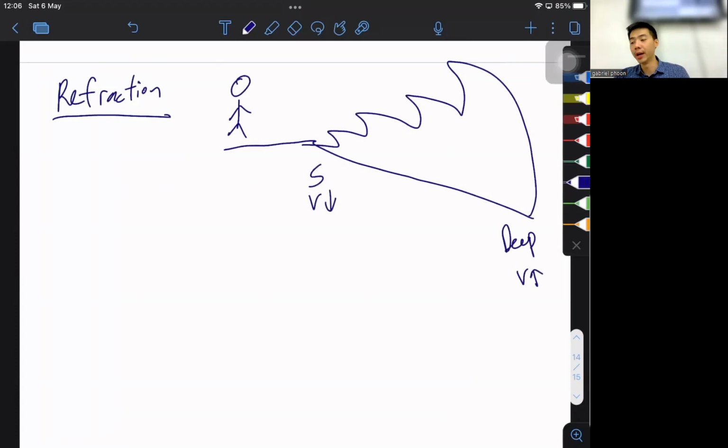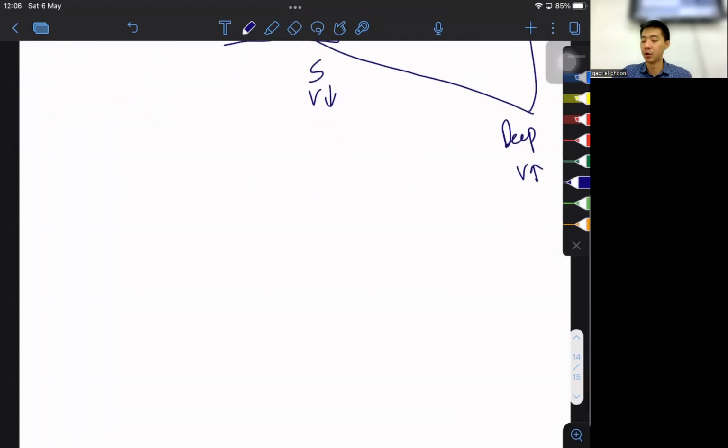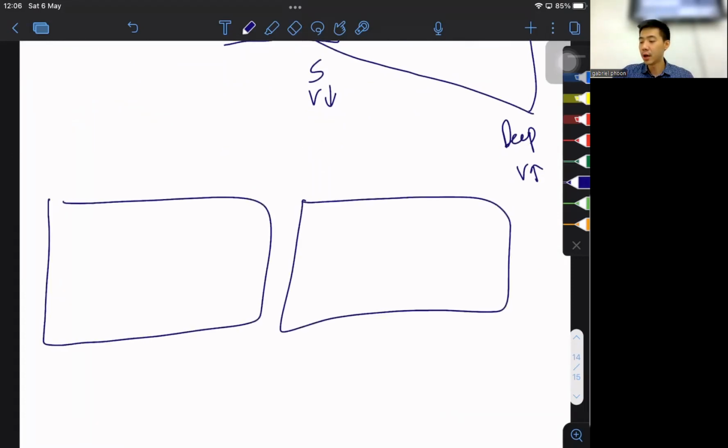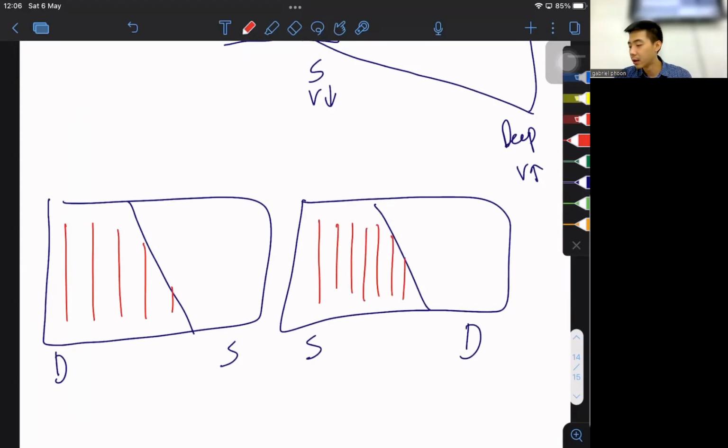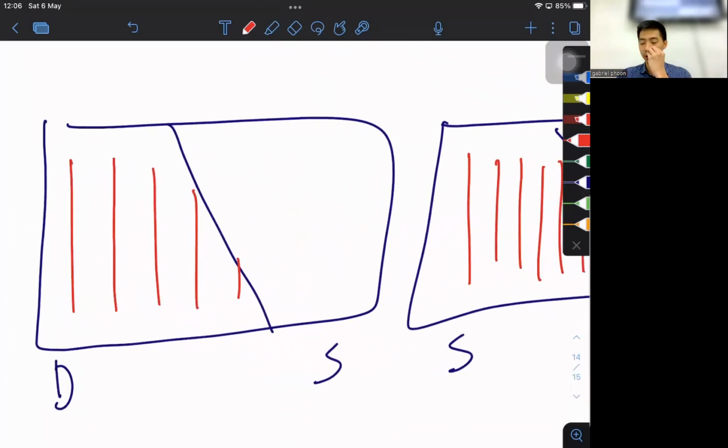Your exam usually will give you two boxes. They'll say that right now this is a deep and shallow region, and this is a shallow and deep region here. Then they'll say I have wave fronts coming in this direction, and I have wave fronts coming in this direction also. Then I ask you to finish drawing the refraction of the waves.